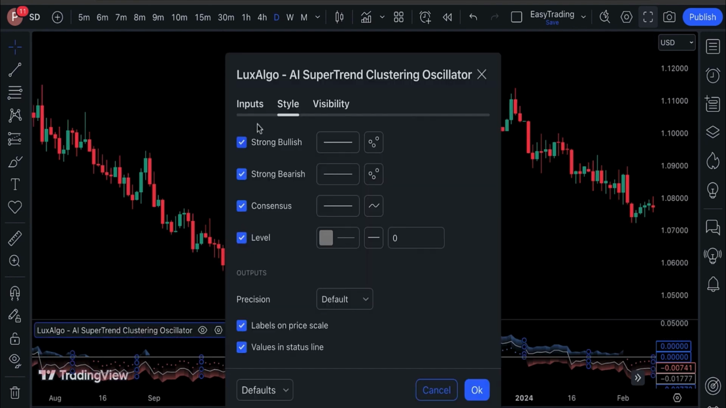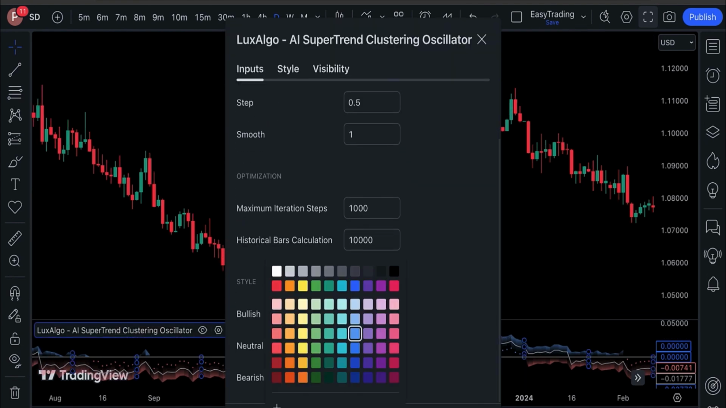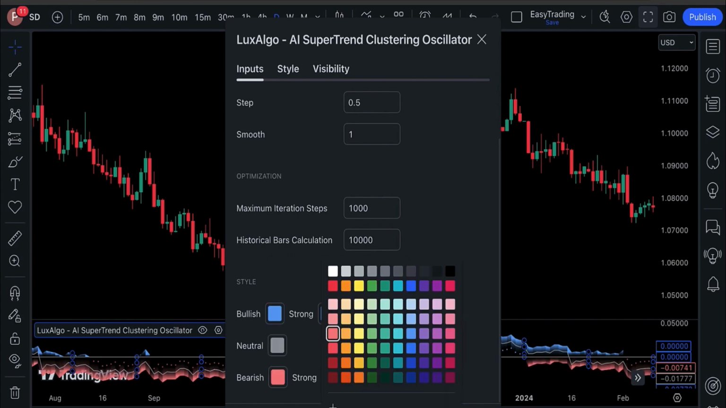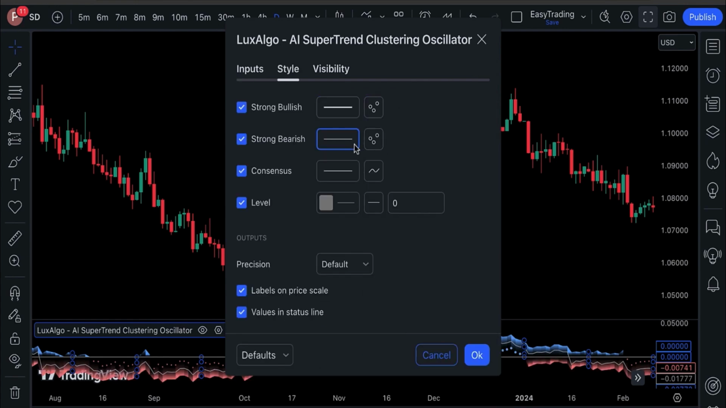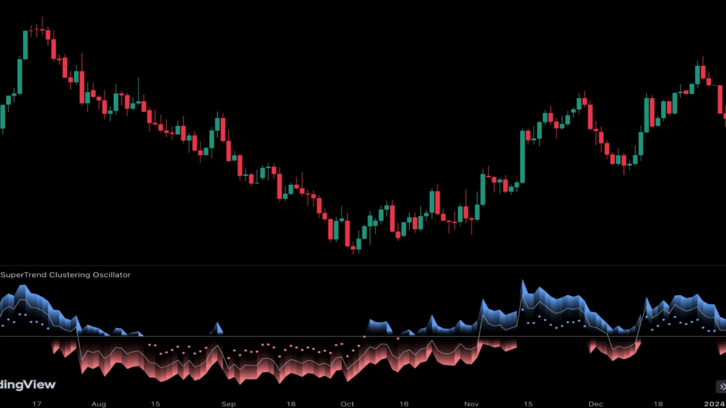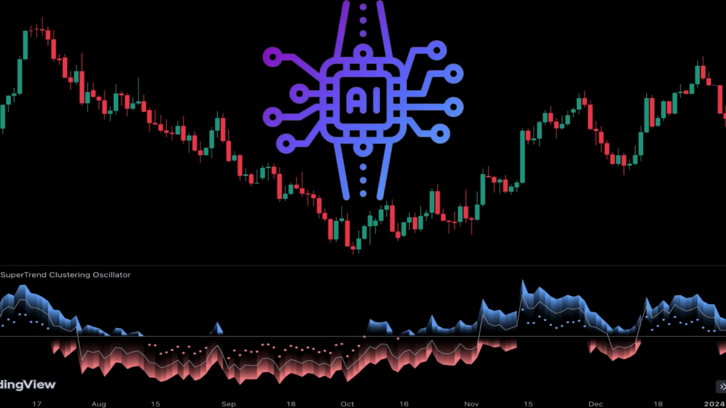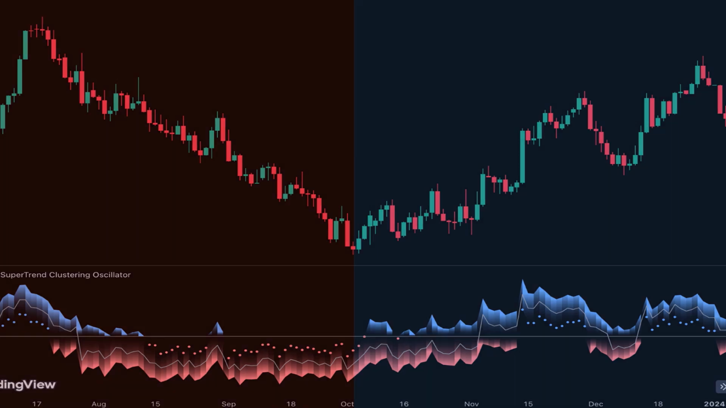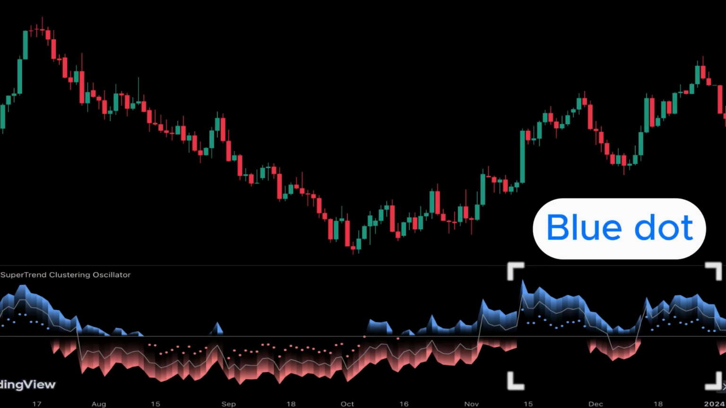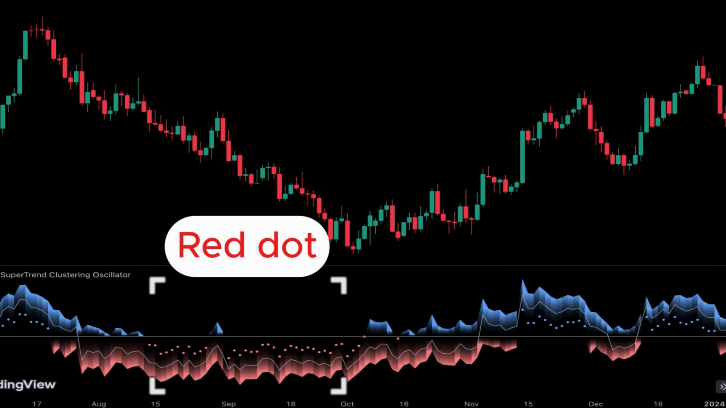We'll keep the default settings and just adjust the opacity and size of some parts of the indicator. The AI Supertrend Clustering Indicator uses artificial intelligence to detect trends and clusters in the market. It shows color-coded signals where blue indicates a bullish trend and red indicates a bearish trend. Additionally, a strong bullish trend would be indicated by a blue dot, and a strong bearish trend would be indicated by a red dot.